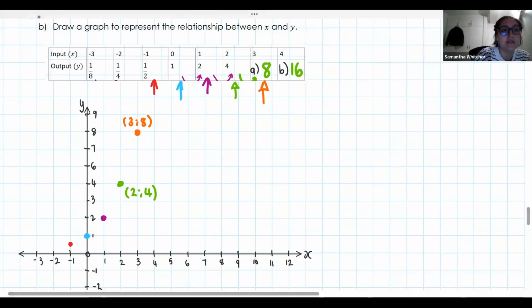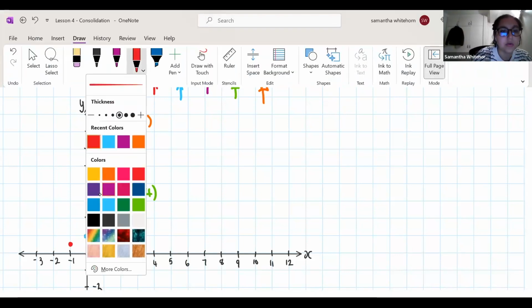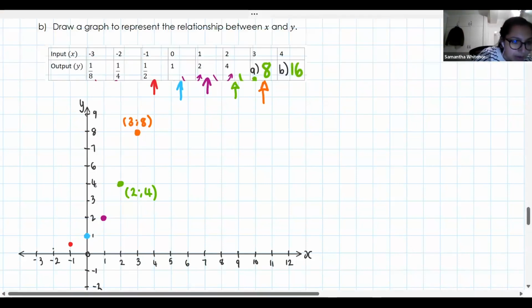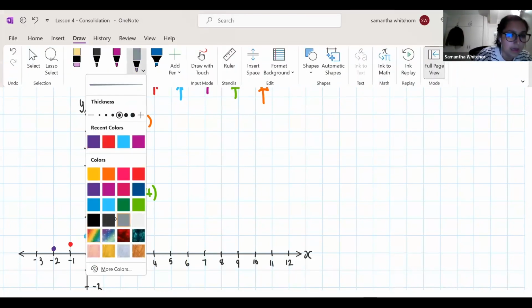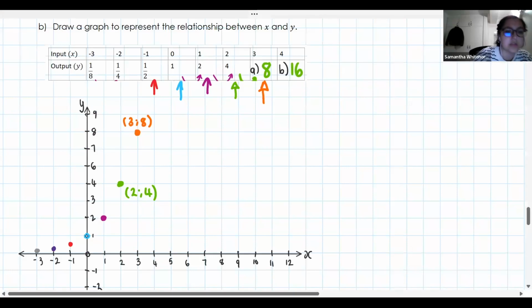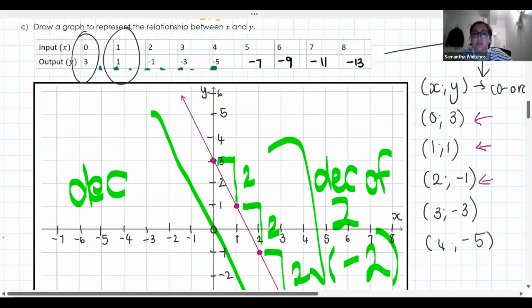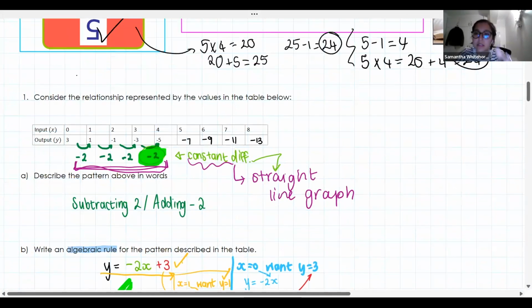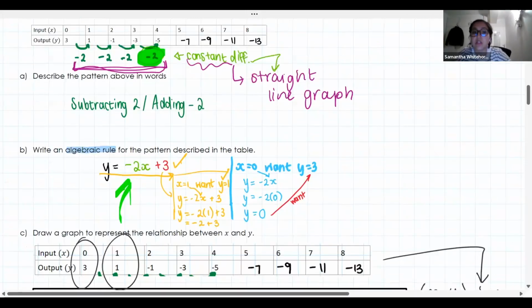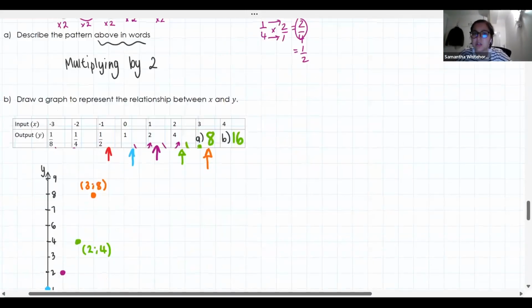And now when I start plotting these fractions, it does become a little bit harder because a quarter is now sitting somewhere over there, and an eighth is going to be very, very close to our x-axis, so almost on it, but not quite. Now, hopefully, again, what you see is that this is not a straight line. My graph is starting to curve, and this is because, remember we said right at the start, only if there is a constant difference do I have a straight line. This was not a constant difference. This was a constant product. So my graph has to look different.